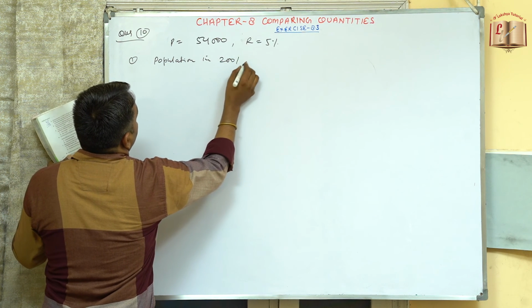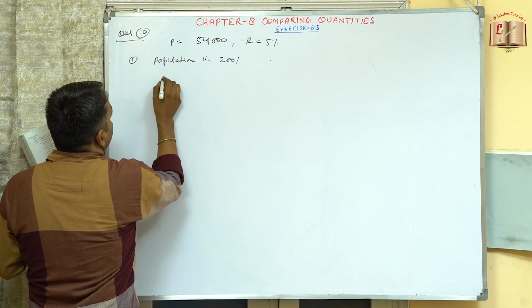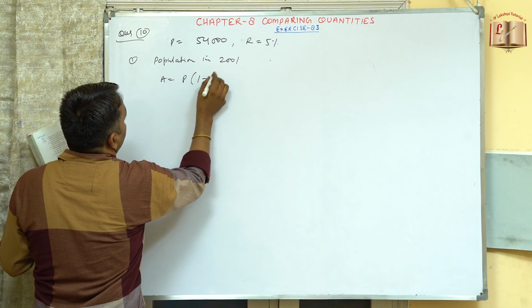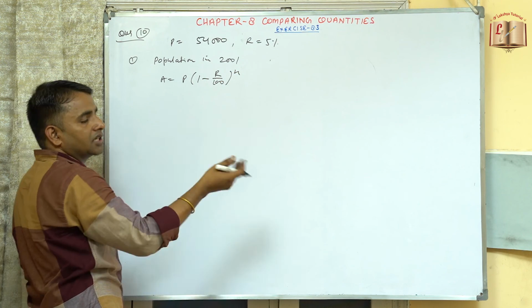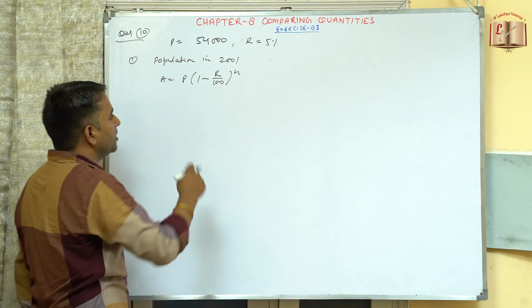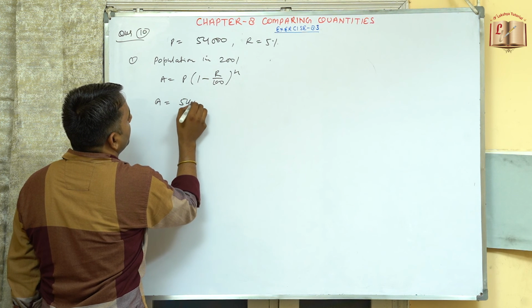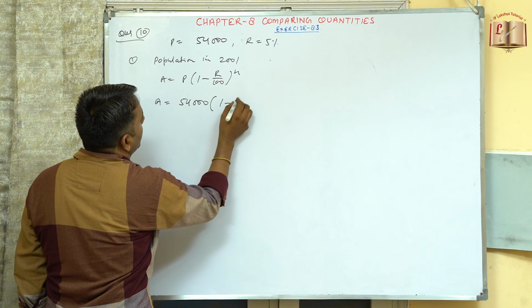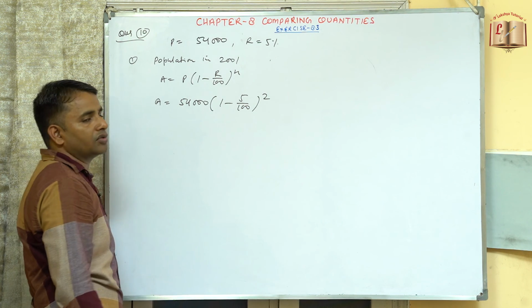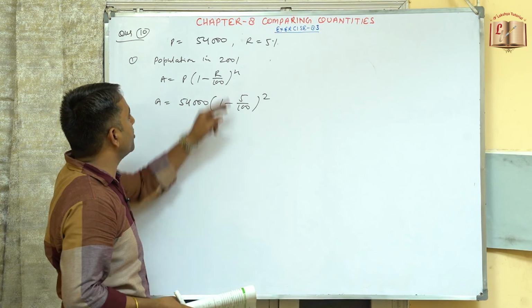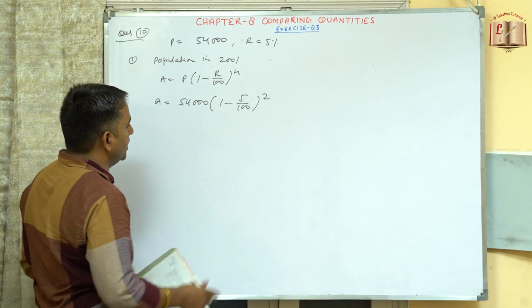population in 2001. So it will be now simply as A equals to P times 1 minus R by 100 to power n. Here minus sign means कम population होगी 2001 में, तो इसलिए भी हमने क्या किया, माइनस किया हुआ है. So A equals to P times, P is now 54,000, 1 minus R is 5/100 and n will be 2, because 2003 की पॉपुलेशन दिया हुआ है, तो 2001 में क्या होगा, 2 साल कम, तो 2 years होगा n.